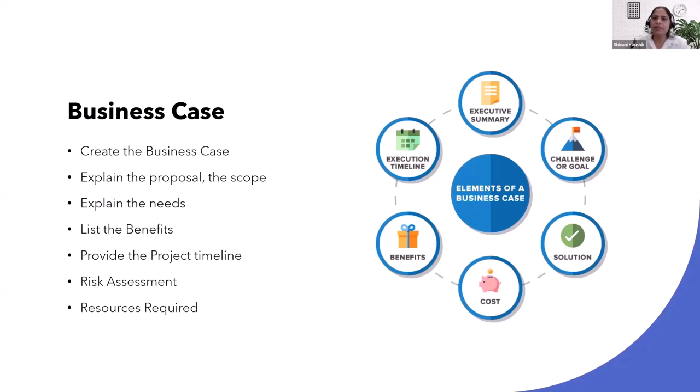Business case. Create the business case, get it reviewed by the concerned parties and get the required approvals. You may have a set business case template in your organization that you can use. Explain the proposal, the scope, explain the needs, list the benefits, both tangible and intangible, and mention the time frame, for example, in how much time you will start observing the benefits. Provide the overall project timeline. Risk assessment: list any risks that you have identified.